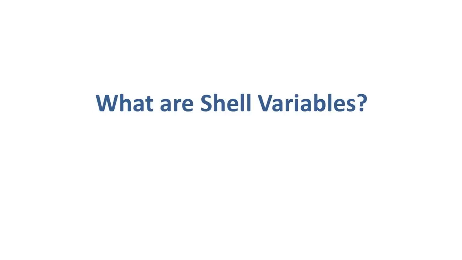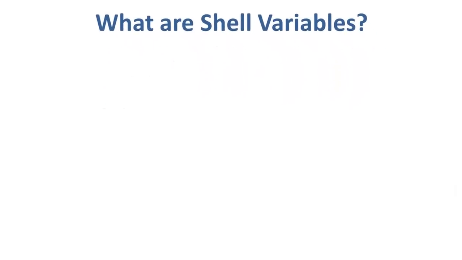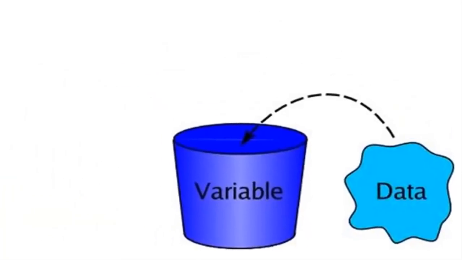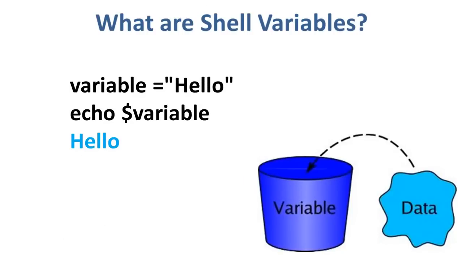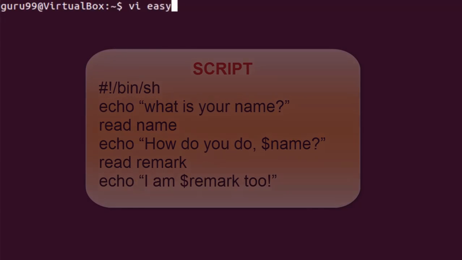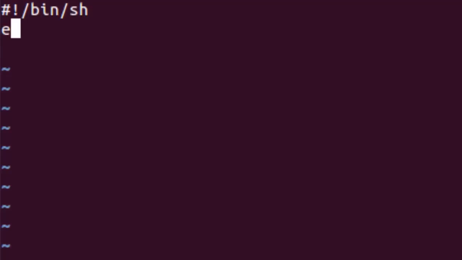Moving on to what are shell variables. As discussed earlier, variables store data in form of characters and numbers. Similarly, shell variables are used to store information and they can be read by the shell only. For example, this piece of script creates a shell variable and then prints it. This is a small script which will create and use variables. So let us start with creating the script. We'll start the script as usual with the shebang followed by the /bin/sh path. Now let us start with writing the script.